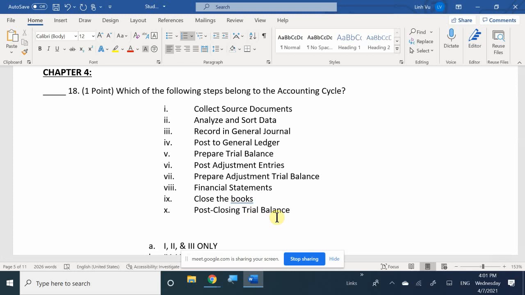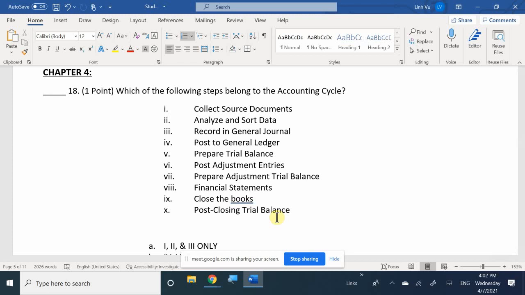Once we've finished our adjusted trial balance, what comes next? Financial statements. We must complete the financial statements. Remember all 4 of them: our income statement, our statement of equity, our balance sheet, and our statement of cash flows. Once we do that, what comes after that? At the end of the month, we take inventory, close the books, then make sure the debits and the credits match up. Correct.